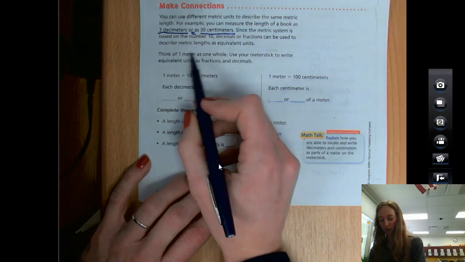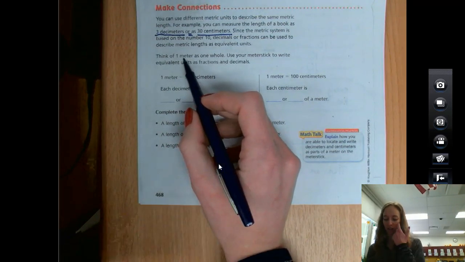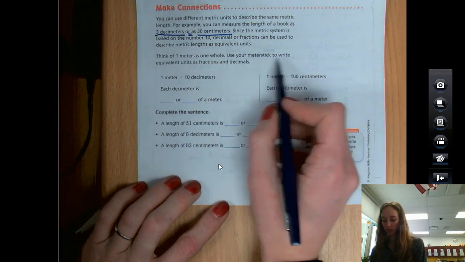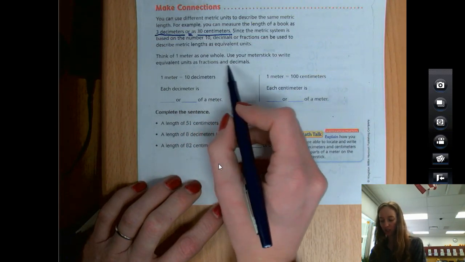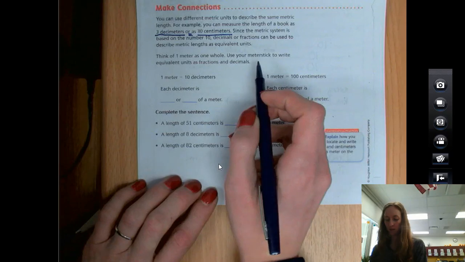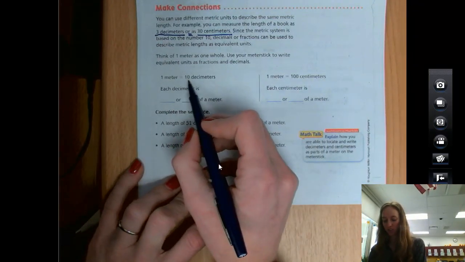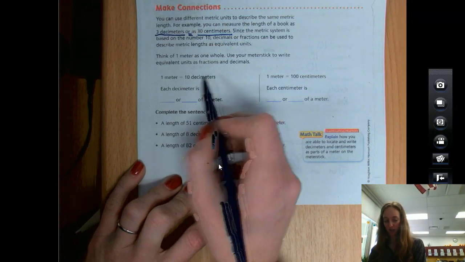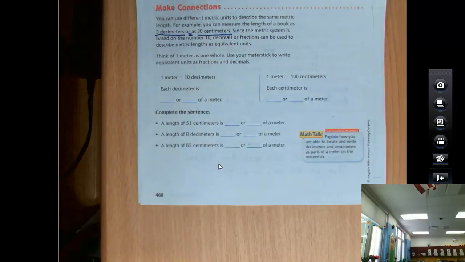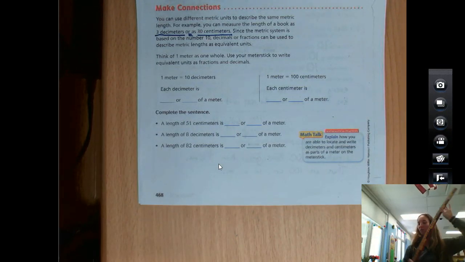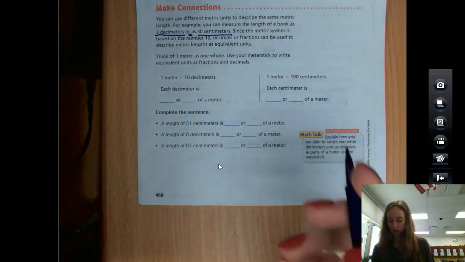We'll explain it, okay? Think of 1 meter as a whole. Your meter stick is the whole. Use your meter stick to write equivalent units as fractions and decimals. So 1 meter equals 10 decimeters. We talked about that. In our meter stick, there are 10 decimeters, black, white, 10 decimeters in a meter.